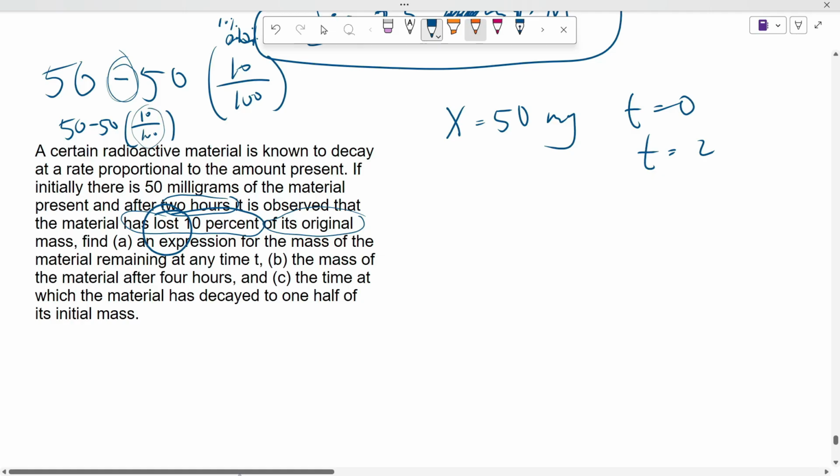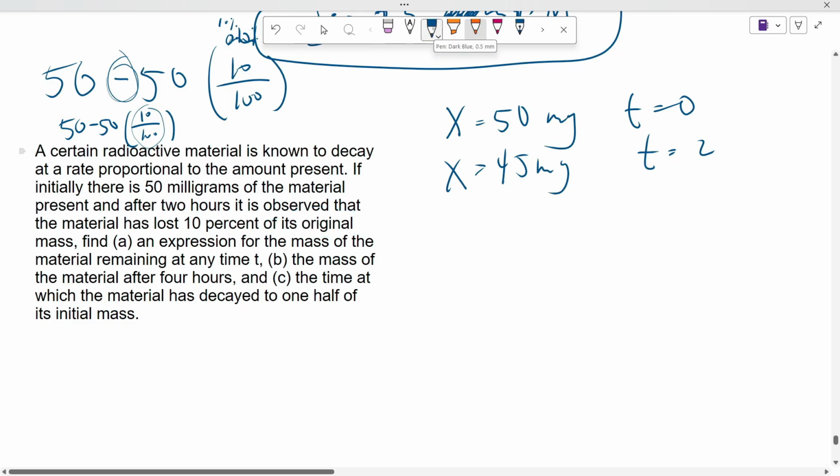Ano yung sagot dyan guys? 50 minus 5 is 45. Ibig sabihin guys, 45 milligrams na lang yung remaining at 2 hours, kasi yung 10% daw is loss.